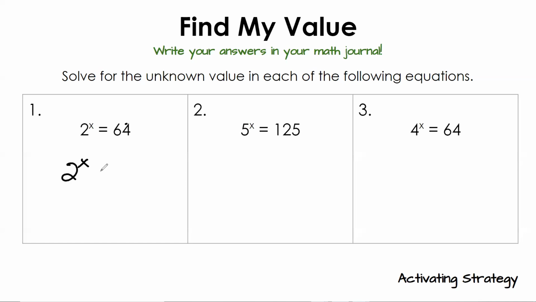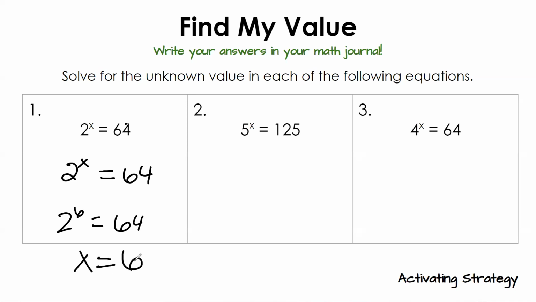So 2 to what power would give us 64? Okay, so you're going to sit there in your calculator. Is it 2 to the 8th power? Is it 2 to the 4th power? You tell me. Type it into your calculator. Okay, try a couple of times. Okay, so 2 to the 6th power would give us 64. That means that x equals 6.